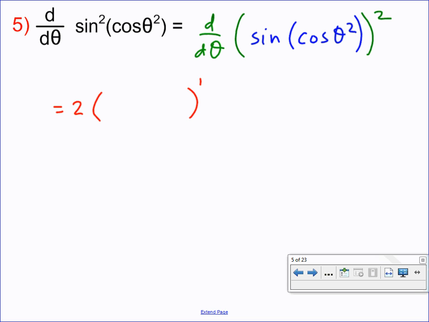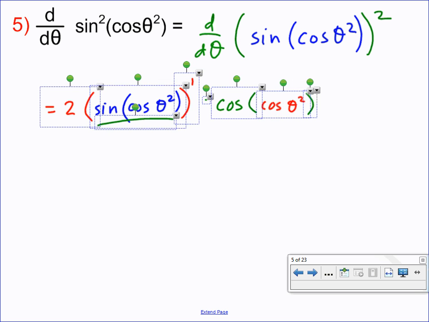My base was the sine of cosine theta squared times the derivative of the base. The base is a chain rule problem. It's a trig function with a composite function, an inner function. So the derivative of sine overall is cosine with the angle. My angle in this trig function is cosine theta squared. Then times the derivative of my angle.